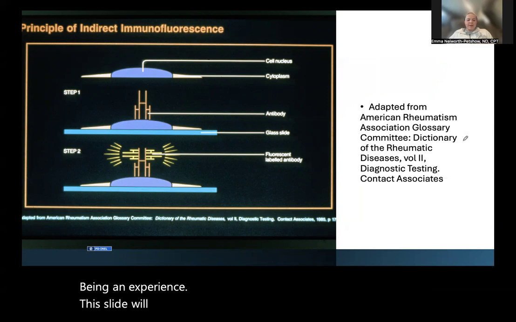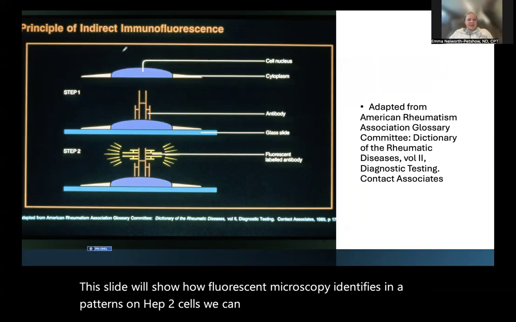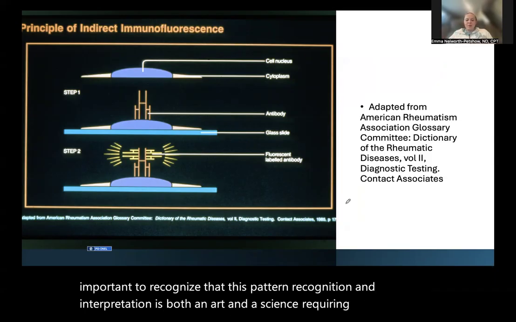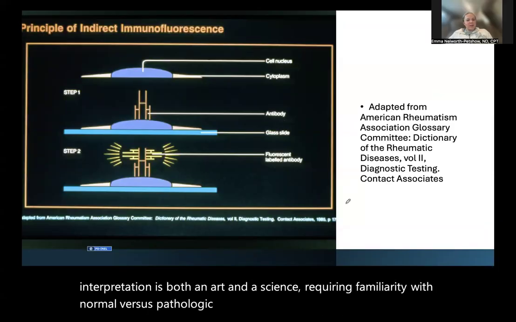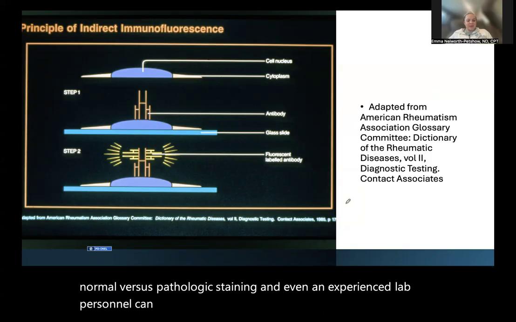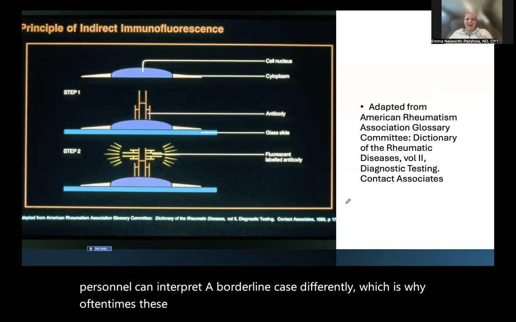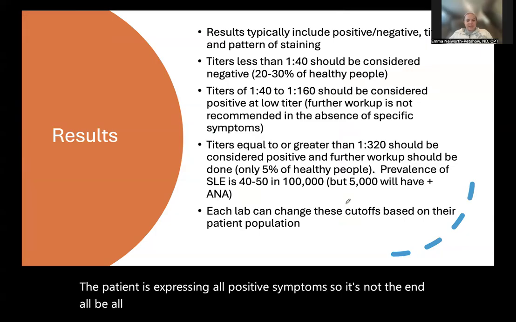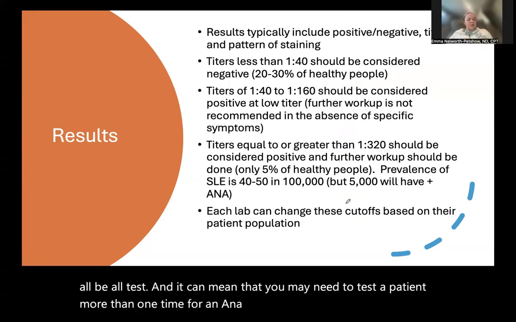This slide will show how fluorescent microscopy identifies ANA patterns on HEp-2 cells. We can see this principle of immunofluorescence and how things are visualized. And it's important to recognize that this pattern recognition and interpretation is both an art and a science, requiring familiarity with normal versus pathologic staining. Even experienced lab personnel can interpret a borderline case differently, which is why oftentimes these results come back as inconclusive or maybe negative when a patient is expressing all positive symptoms. So it's not the end-all-be-all test, and it can mean that you may need to test a patient more than one time for an ANA over their disease course.